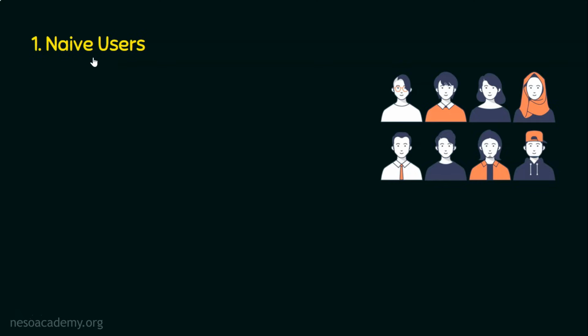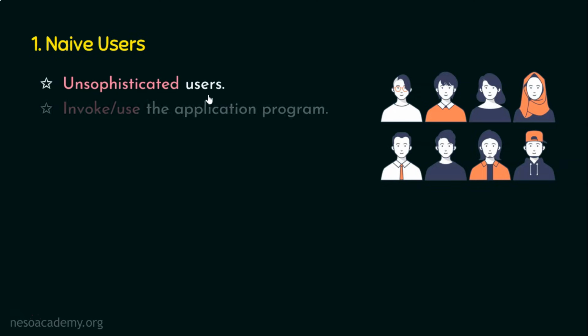So basically, naive users are unsophisticated users where they lack the technical knowledge. In this subject, naive users are referred to as unsophisticated users and they lack database knowledge. And what are they required to know? They are required to know how to use the system, right?